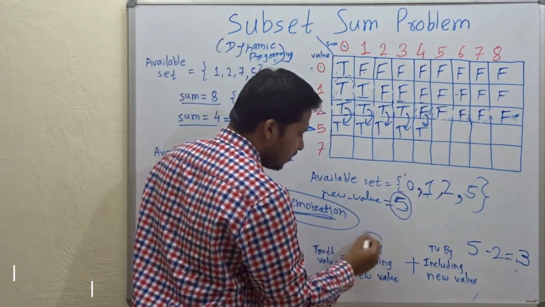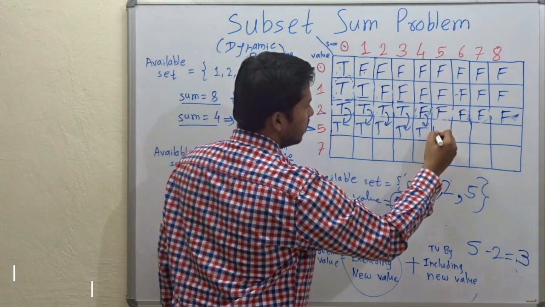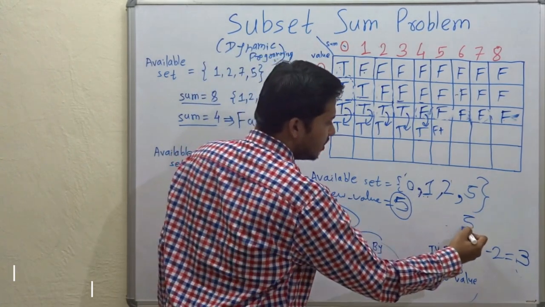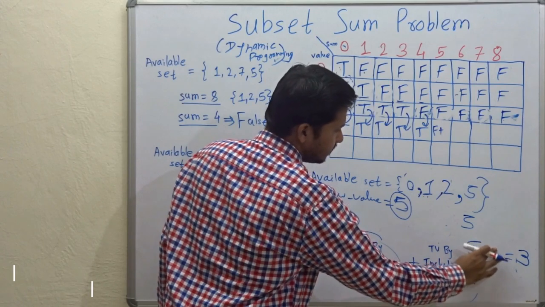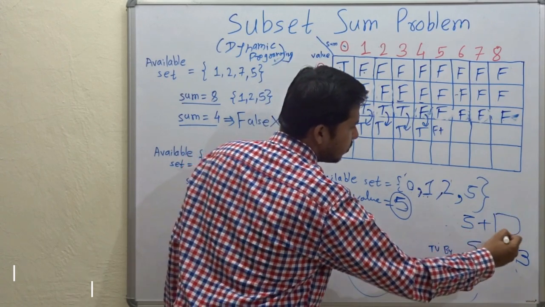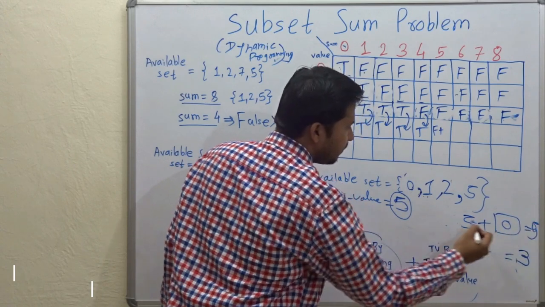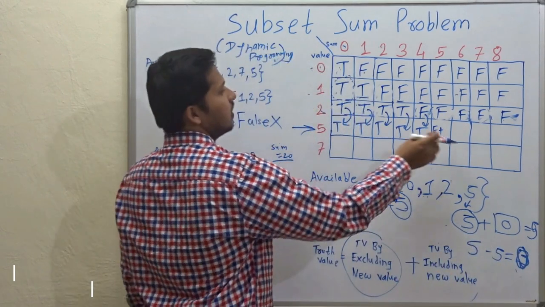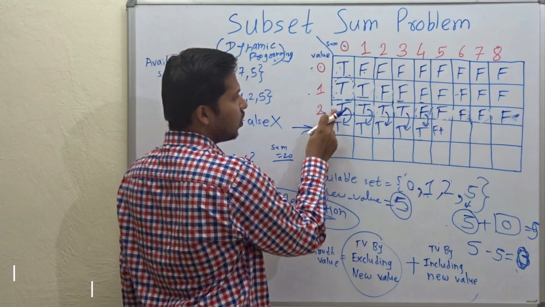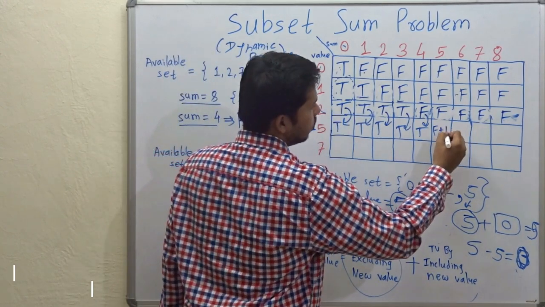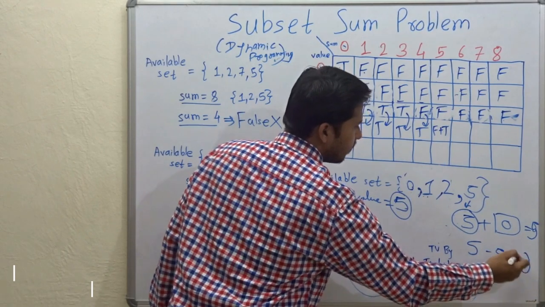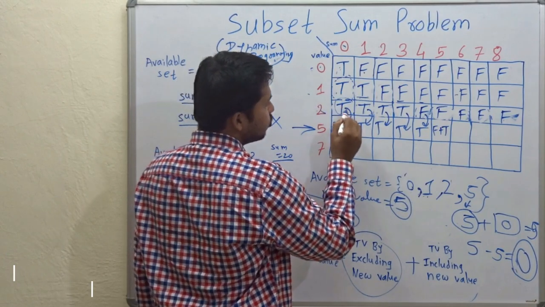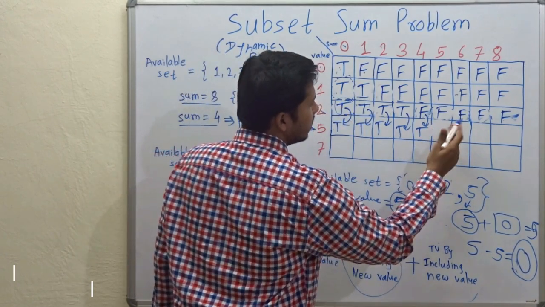Now 5 is equal to 5. So our formula, first is by excluding the new value, so that is false, the upper cell value, and by including the new value, if we include the new value 5, so the remaining value is 0, because we want to form 5 and the new value is 5. So 5 minus 5 is 0. So go in the upper row, go in the 0th column and take the value from there. So true. So you can form 0 by using 0, 1, 2. So the value is true here. So false or true is true.